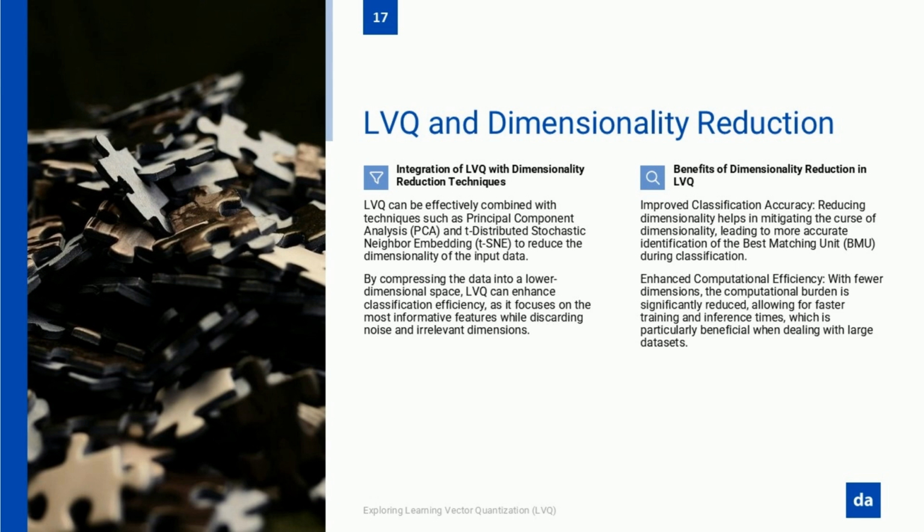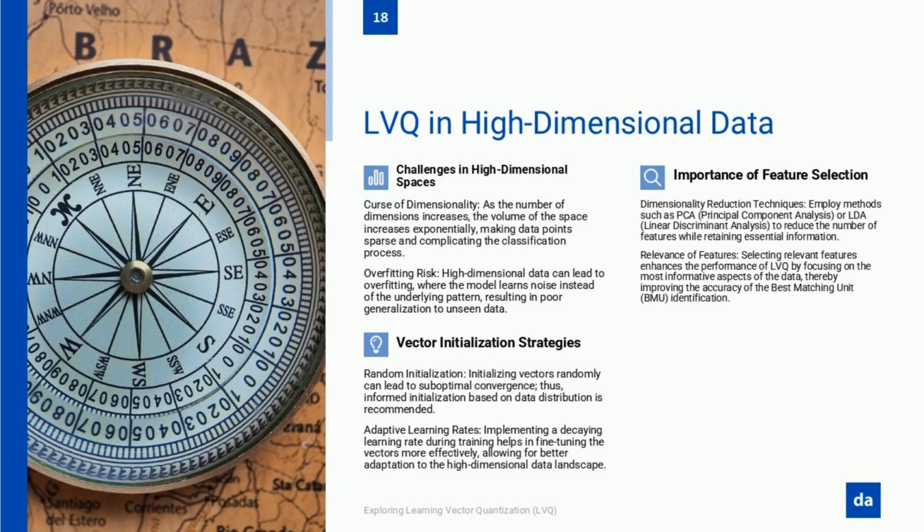Let's go! All right, we've talked about dimensionality reduction and why it's crucial for LVQ, but what happens when we're dealing with massive datasets with thousands of features? This is where things get tricky. High-dimensional data isn't just big, it's complex, difficult to navigate, and often full of irrelevant information. If we don't handle it properly, LVQ can slow down, lose accuracy, and struggle to make meaningful classifications. But don't worry, because there are strategies to keep LVQ running smoothly, even in the most challenging data environments.